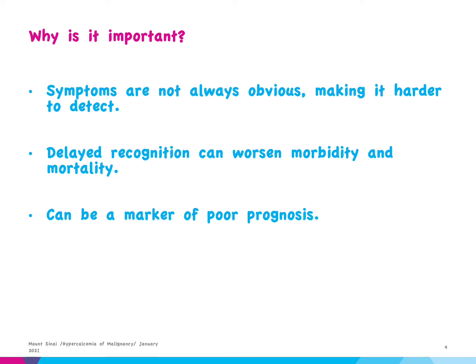Now, in terms of why it is important, well, the symptoms are not always obvious, so it is harder to detect. Delayed recognition can worsen morbidity and mortality, and it can also be a marker of poor prognosis. Some studies have even mentioned that after presenting with hypercalcemia of malignancy, the prognosis can be around 3 months. Of course, this depends on the type of tumor and the mechanism, but it can be a marker of poor prognosis.